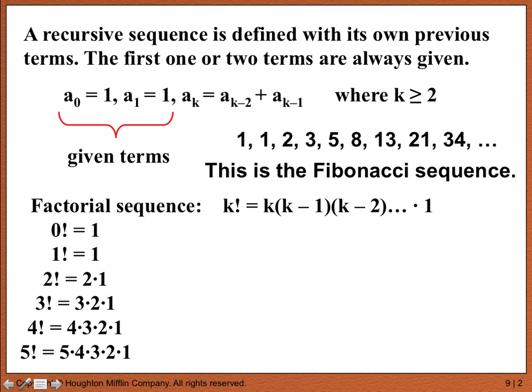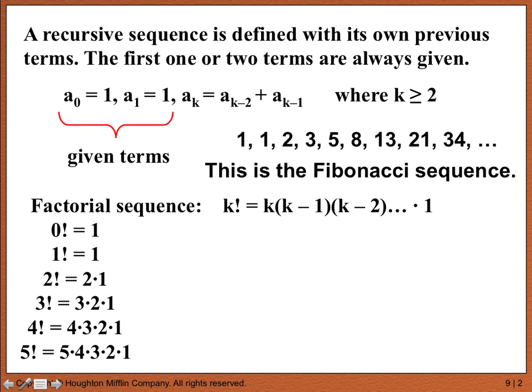3 factorial is 3 times 2 times 1. 4 factorial is 4 times 3 times 2 times 1. And 5 factorial is 5 times 4 times 3 times 2 times 1. You can see the pattern repeated there. You just keep subtracting 1 and multiplying until you get to 1.